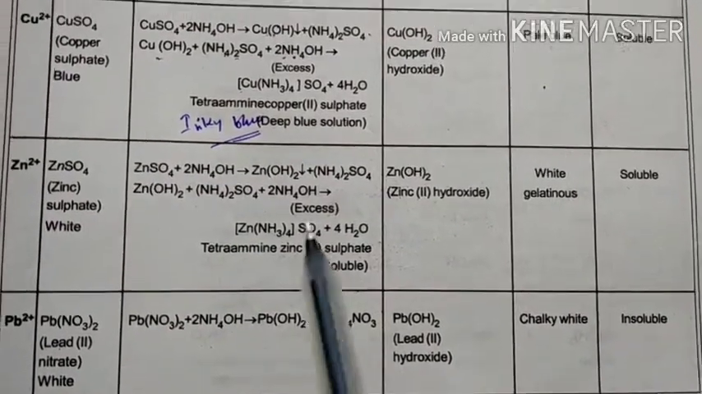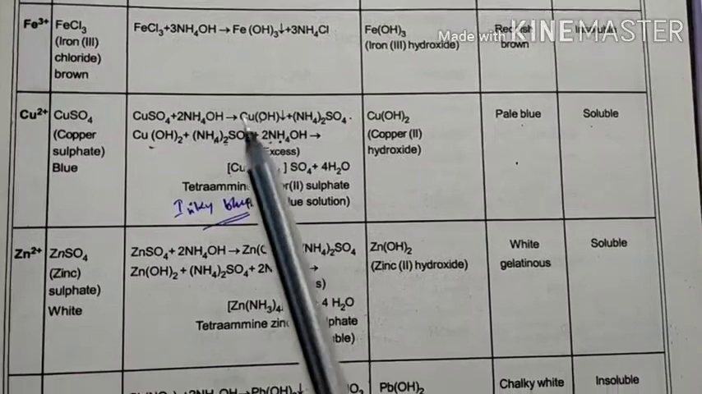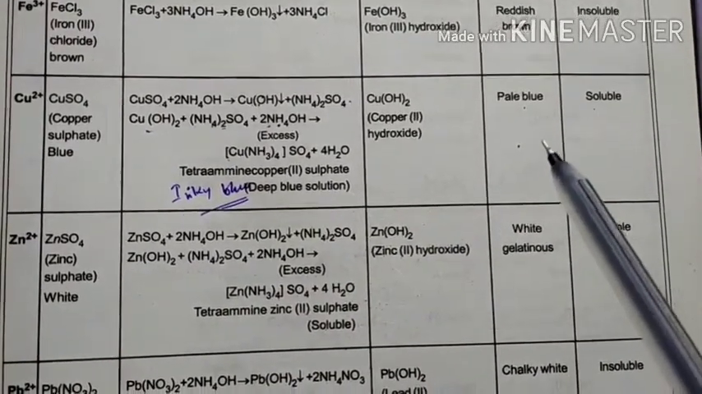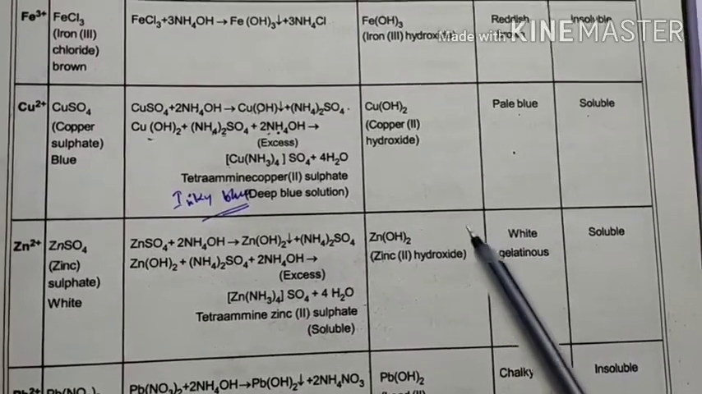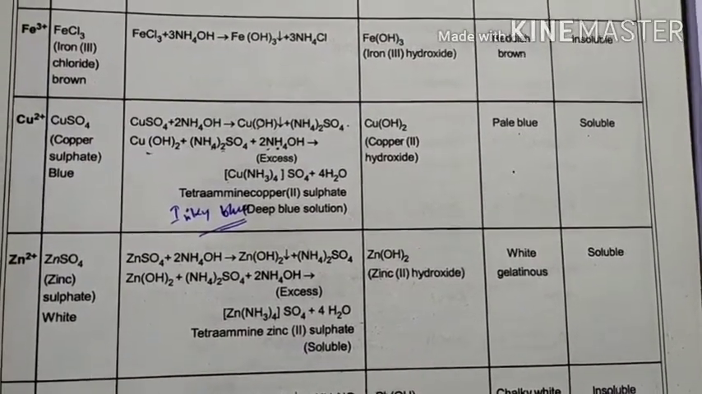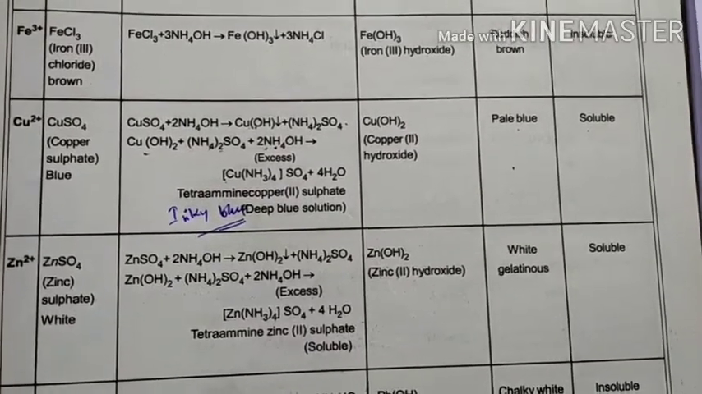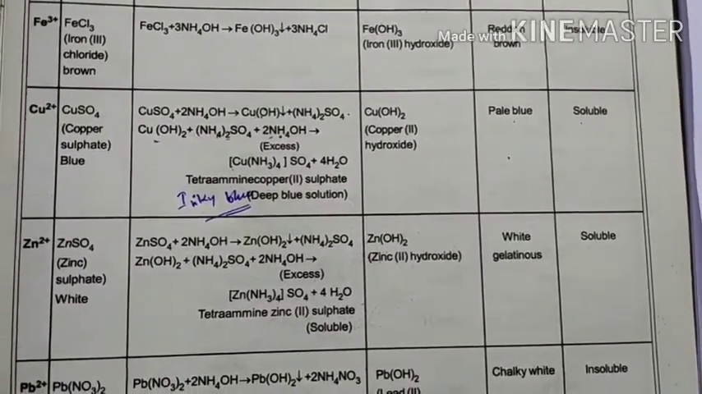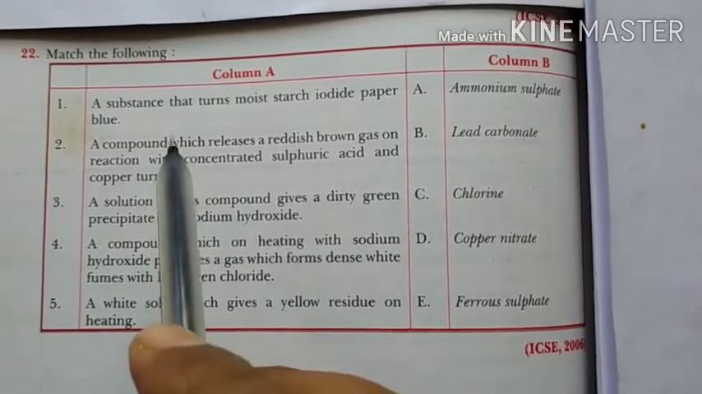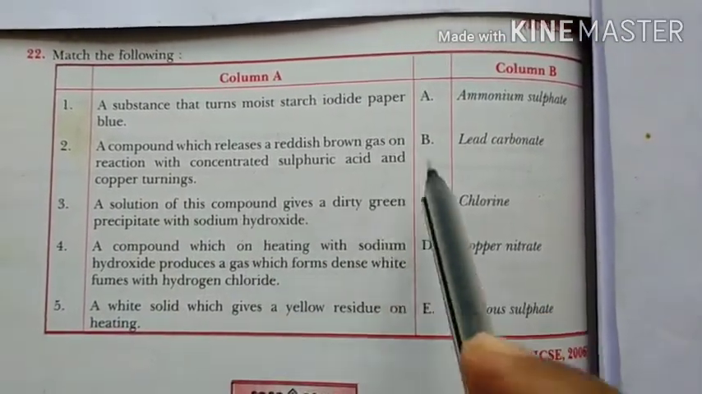So only you can see from here, copper and zinc hydroxides become soluble whenever excess ammonium hydroxide is added. So students, now we are going to discuss some of the questions, how they come from this chapter. Students, suppose this question comes like this, here is a matching given.